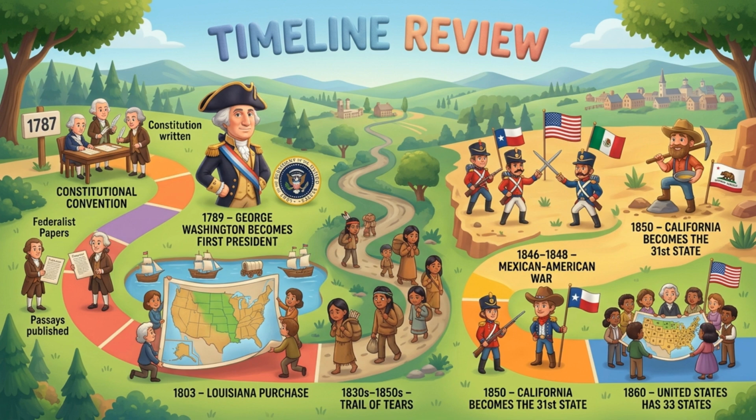1845: Texas became the 28th state. 1846 to 1848: The United States won the Mexican-American War and gained vast southwestern lands. 1850: California became the first Pacific Coast state. 1860: The nation had expanded to 33 states, stretching from the Atlantic to the Pacific.